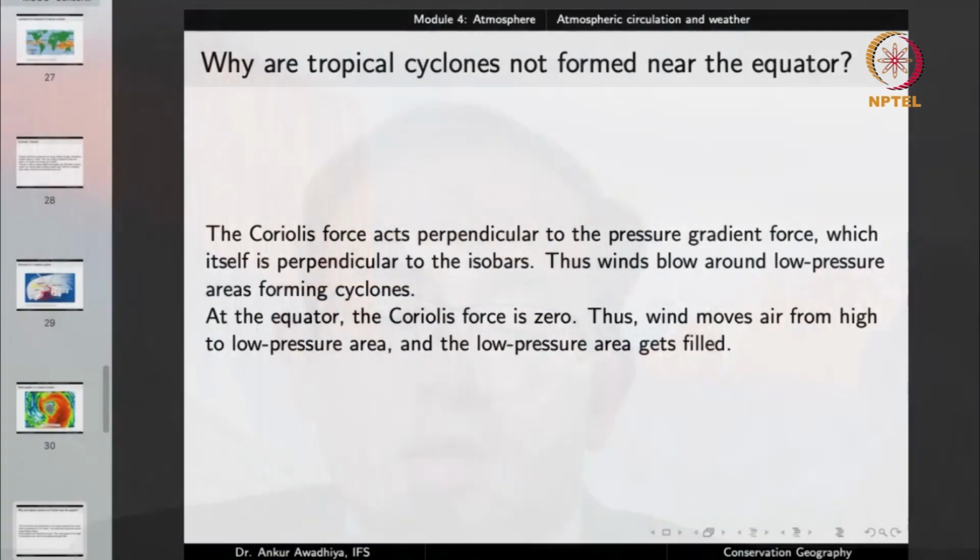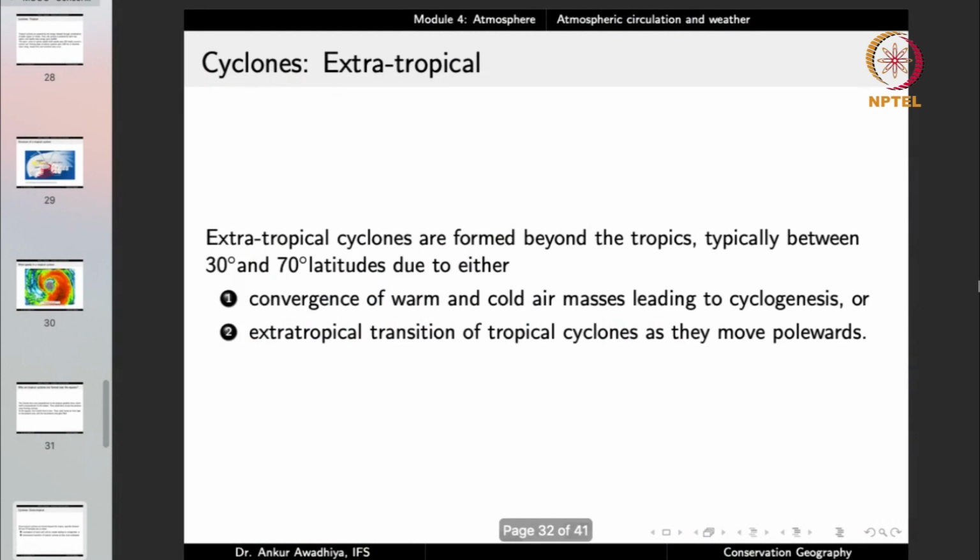So without a difference in pressures, there will be no further wind movement. And so you will not find cyclones near the equator. Similarly, you won't find cyclones near the poles because they require the heat of warm surface waters to fuel them. So near the poles, because the temperatures are low, you won't get cyclones. So you get cyclones in between.